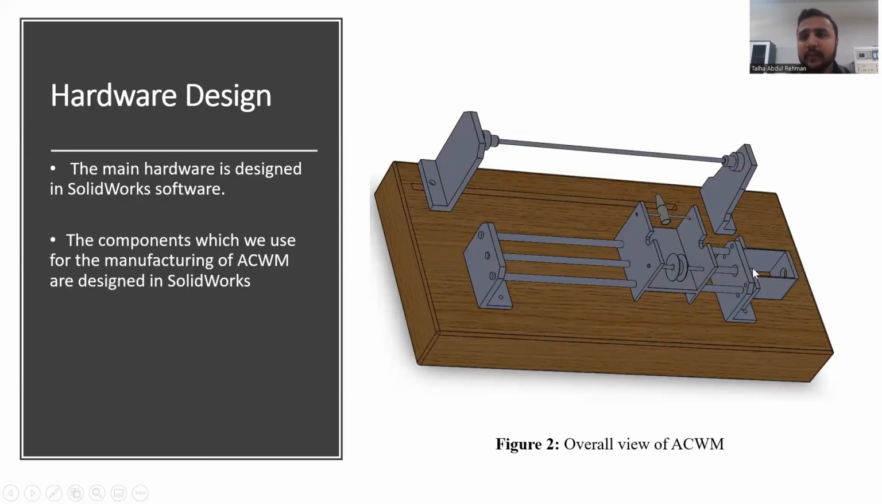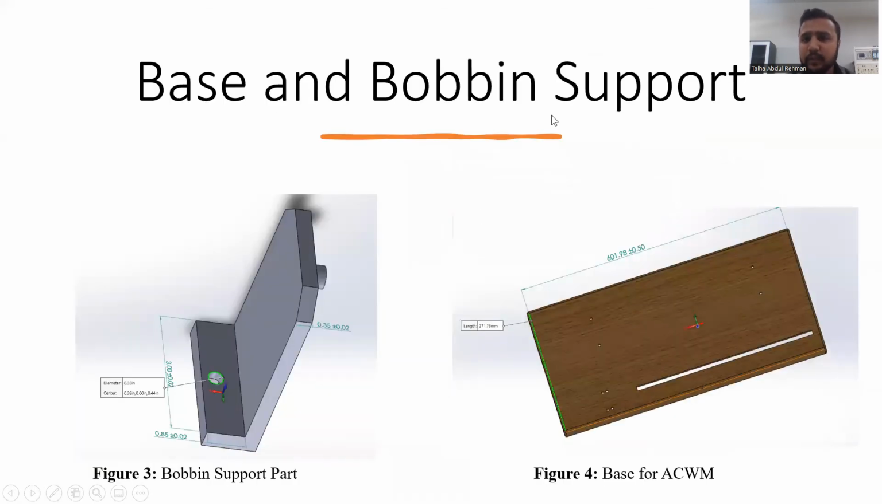This is what our main hardware part looks like. The main hardware is designed in SolidWorks software. The components of the automatic coil winding machine are also designed in SolidWorks. These are the parts, starting with the bobbin support. This is the bobbin support part, and the dimensions of that part are shown, which we use for the bobbin, and the circular part is for the movement of the bobbin.